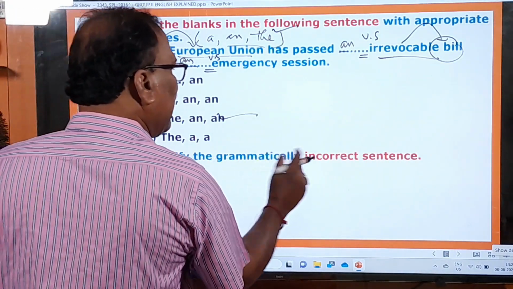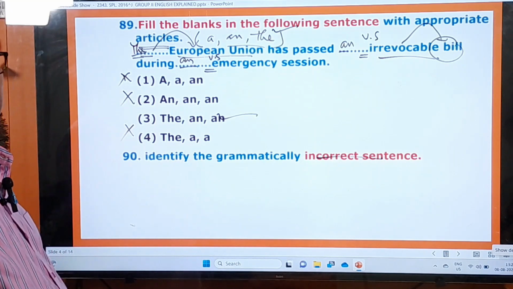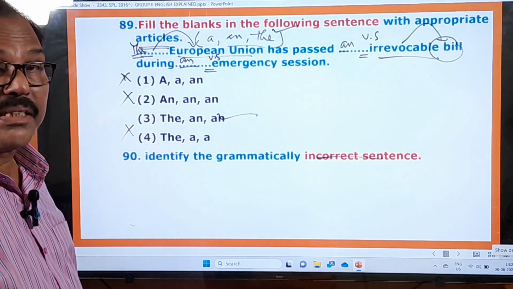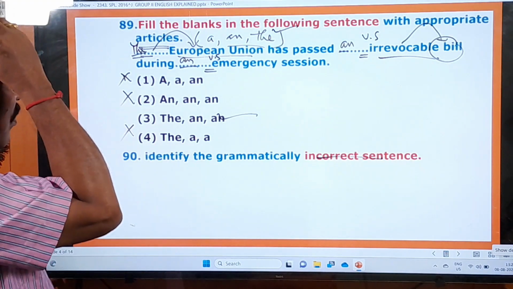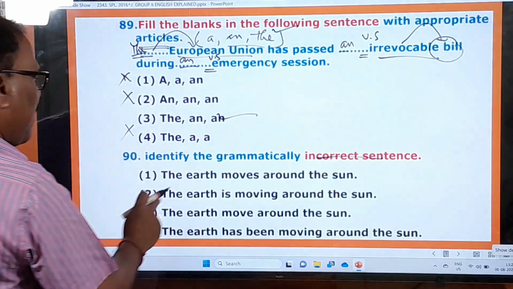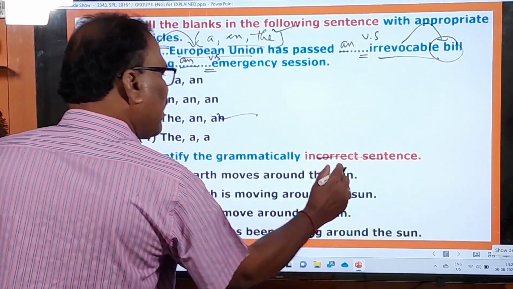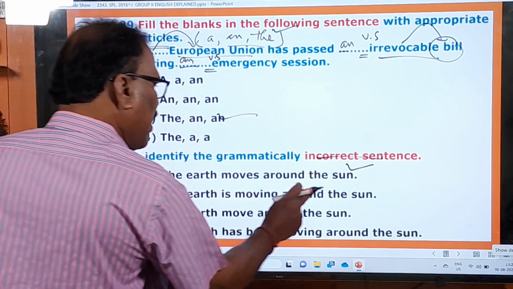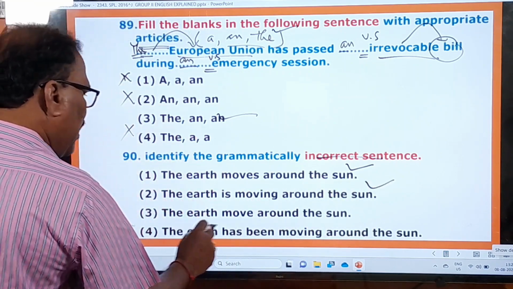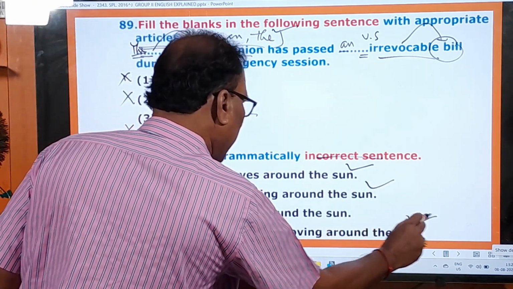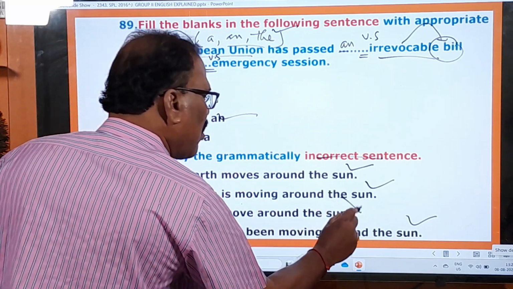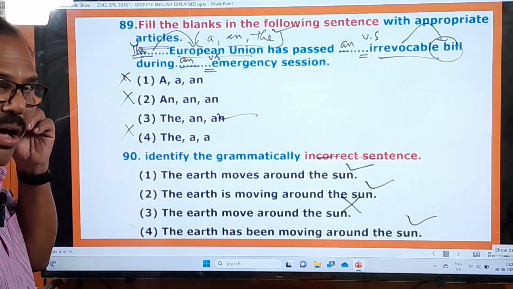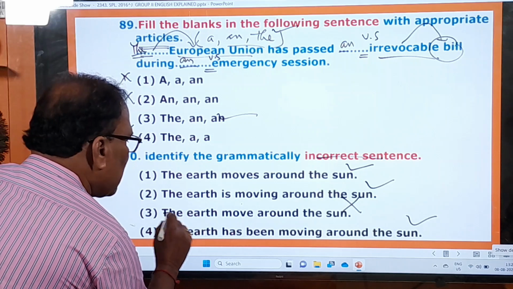Identify the grammatically incorrect sentence. Incorrect, not the correct one, but the incorrect sentence. So let us find the incorrect one. Options are: The earth moves around the sun. Correct. The earth is moving around the sun. Correct. The earth has been moving around the sun. Correct. The earth move around the sun. Wrong. Why? It is because this earth is a singular subject.